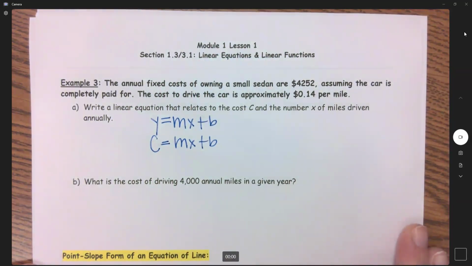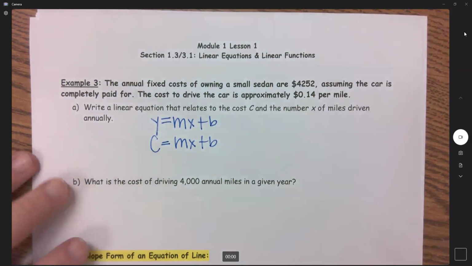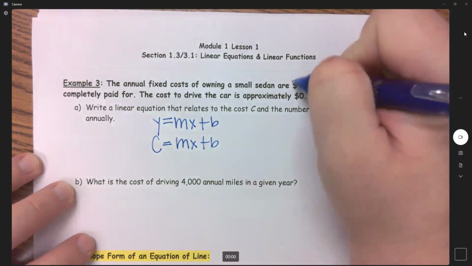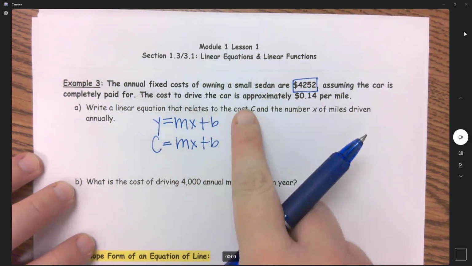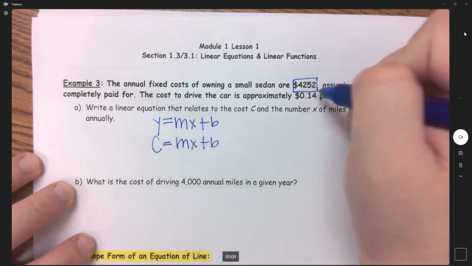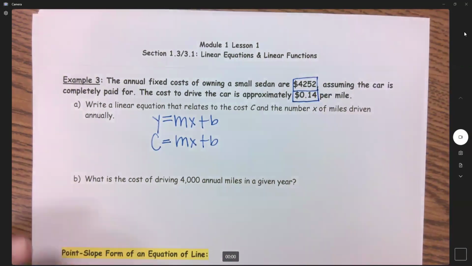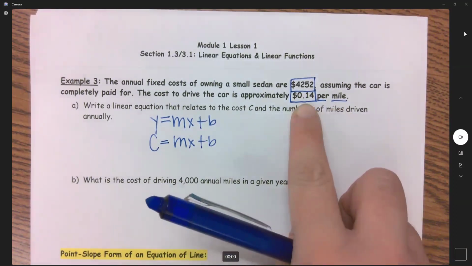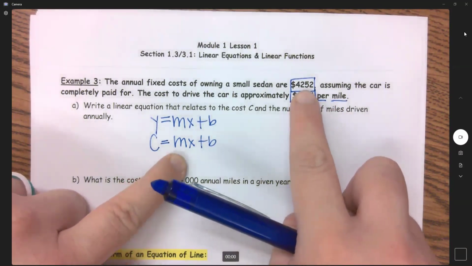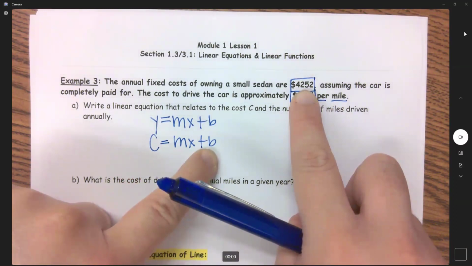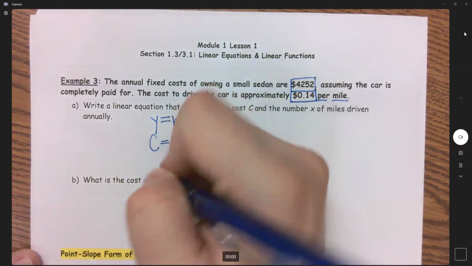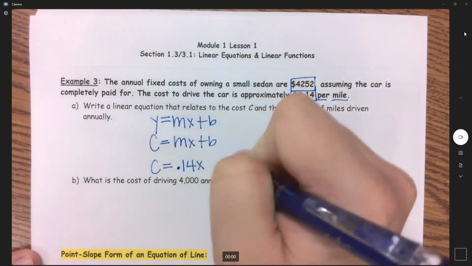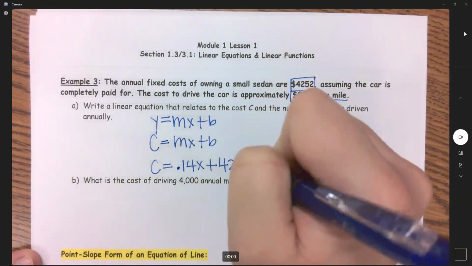Okay, so we have two different numbers here. The annual fixed cost of owning a small sedan is $4,252. And the cost to drive the car is approximately 14 cents per mile. Well, if X is representing the number of miles, that is my slope right there. That is my M. This is a one-time cost. That means I just have to pay it once. It's not dependent on anything. So that's going to be my B. So my linear equation is C equals 0.14x plus 4,252.